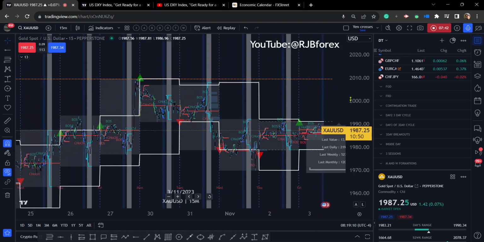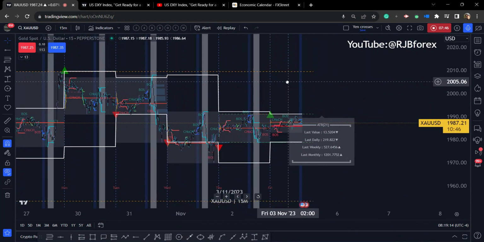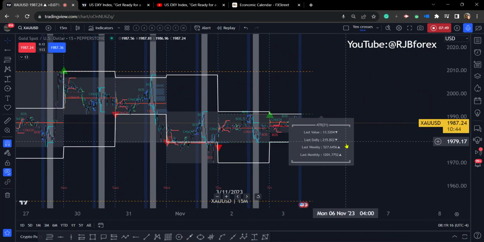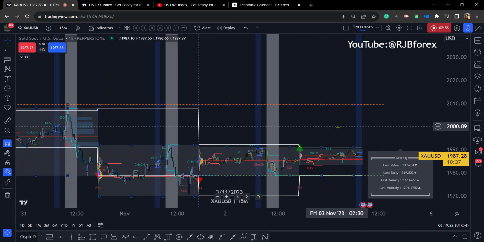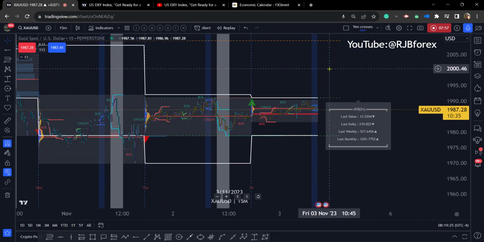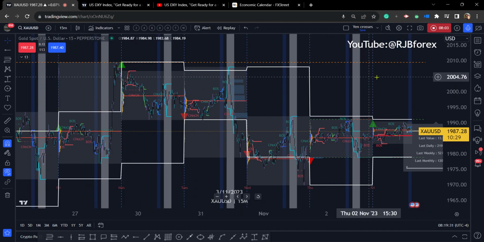Right, so on the day count itself, well, first of all, we've got an ATR of around about $22. Okay, so that is the average range over the last 21 days of any given day. So there's plenty more to come from between 1983. We've only seen a few dollars so far.